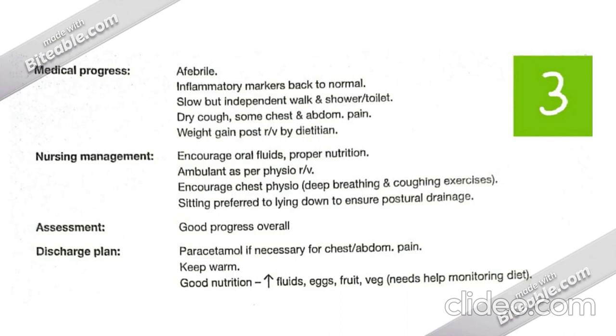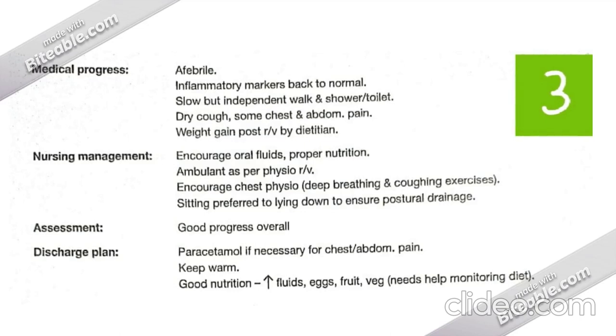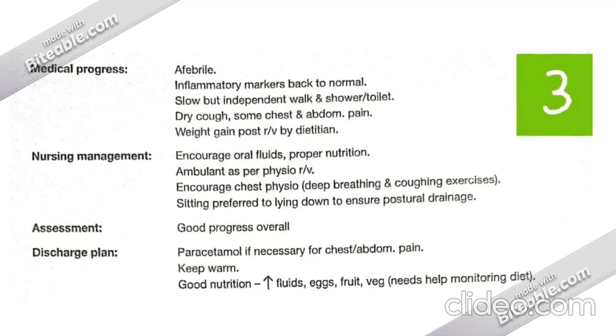Nursing management: encourage oral fluids. So these all are important for your recommendation paragraph. First, just put a tick mark on the side, then you can categorize according to priority. So first one: encourage oral fluid, proper nutrition, ambulant as per physio review, encourage deep breathing and coughing exercises, sitting preferred to lying down to ensure postural drainage. Assessment: good progress overall. Discharge: paracetamol if necessary for chest and abdominal pain, keep warm, good nutrition and increase fluid, as well as egg, fruit, vegetables.